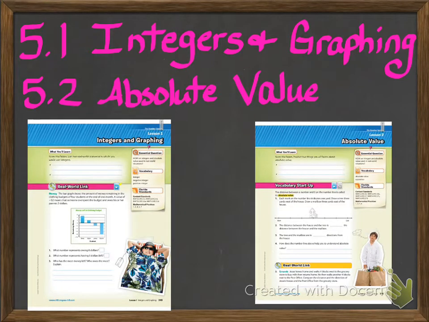Guys, this is Chapter 5, Lessons 1 and 2. Lesson 1 is going to cover integers and graphing, and Lesson 2 will cover absolute value. Each chapter in itself is pretty quick to go through, which is why I decided to combine these two lessons. There is a good amount of information that's going to be given, but it's pretty basic and simple, but it is important that you do pay attention.